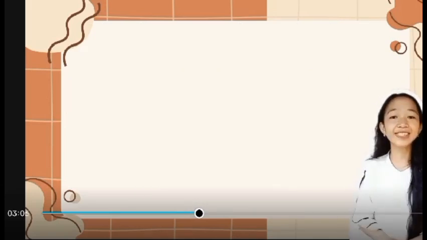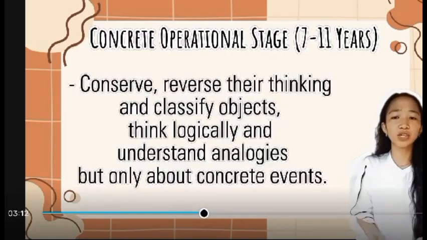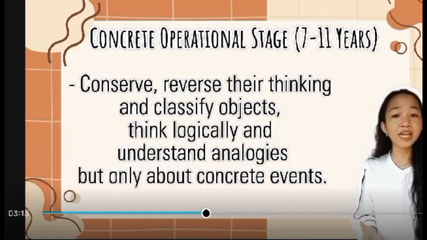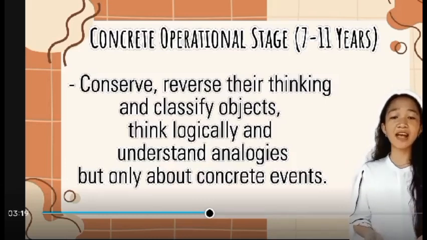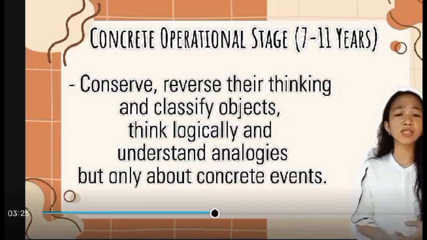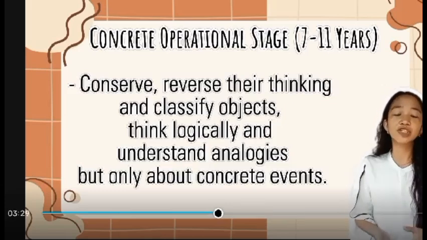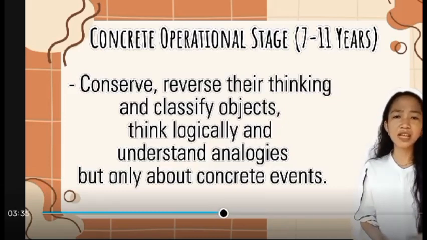The third stage is the concrete operational, 7 to 11 years old. At the concrete operational stage, children conserve, reverse their thinking, classify objects, think logically, and understand analogies, but only about concrete events. At this stage, children from 7 to 11 years old start to develop their thinking. Their schema has improved, and they learn a lot that improves their knowledge. They use their thinking strategy.